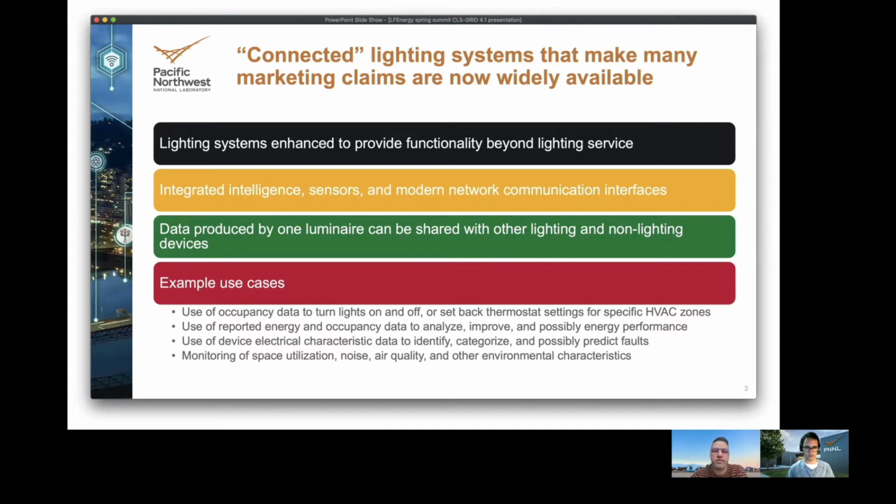What are the use cases for that data? Some of the simpler ones we've been aware of for a while, using occupancy data, for example, to turn lights on and off, or perhaps set back thermostat settings for specific HVAC zones. But some newer use cases are using reported energy data and occupancy data together to analyze and possibly improve energy performance, and the use of device electrical characteristic data to identify, categorize, and possibly predict faults. Other use cases people talk about are monitoring space utilization, noise, air quality, and other environmental characteristics.